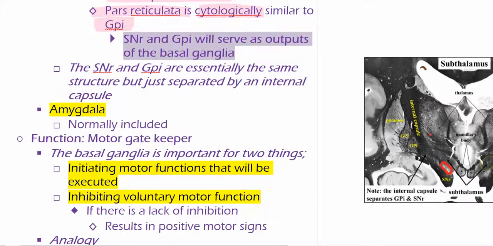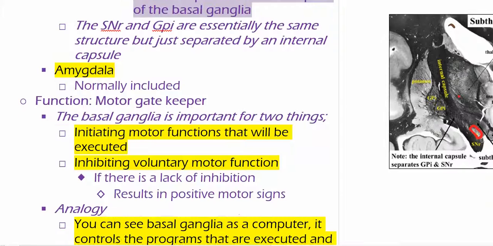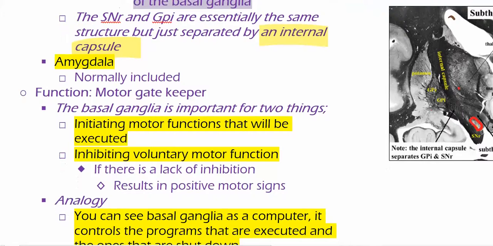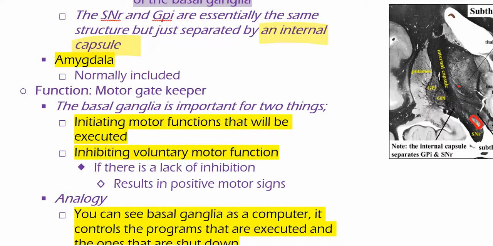All right, so we already know the substantia nigra reticulata and globus pallidus interna are essentially the same structure, but just separated by the internal capsule. So the internal capsule separated the what? The caudate and the putamen. And now the internal capsule is separating, what is it separating? Substantia reticulata and the GPi. Is it substantia reticulata? Substantia pars reticularis. Still not getting the whole thing. Substantia nigra. That's right. I'm just making sure you say the whole thing.